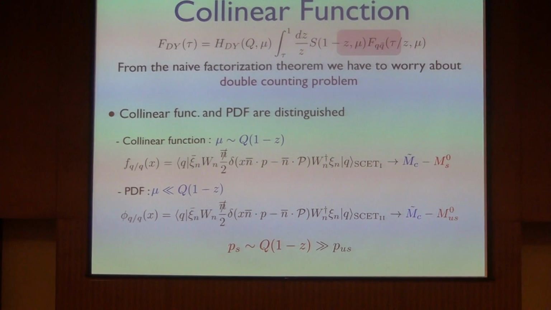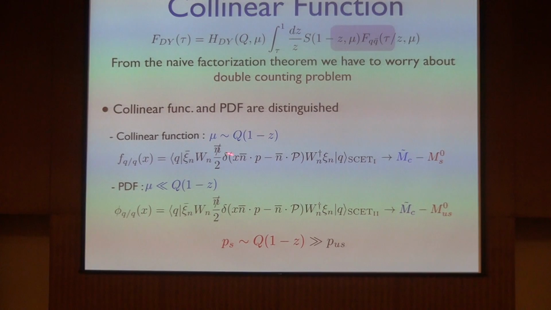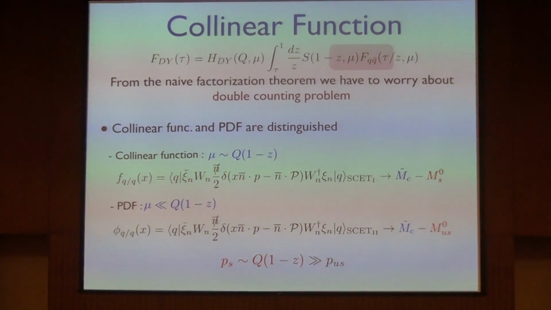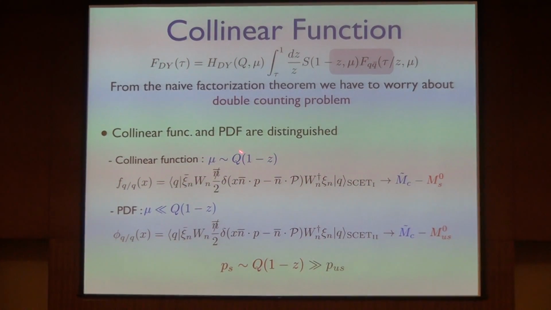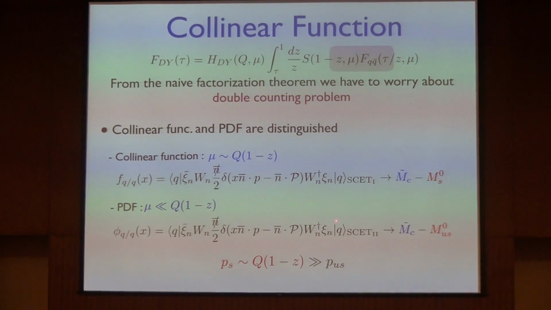So I just point out that this collinear function wouldn't be the standard parton distribution function. Around this scale, we have to worry about some kind of double counting problem. From this collinear part calculation, we have subtracted some soft contributions from there. Then when we combine that, we can obtain the consistent parton distribution function.